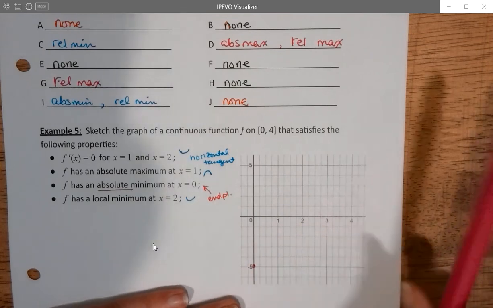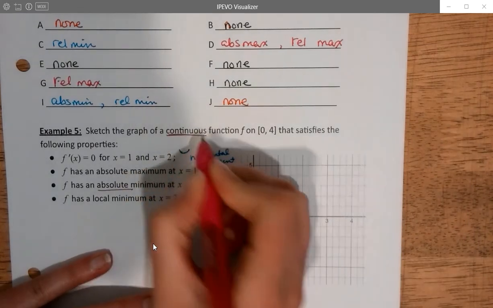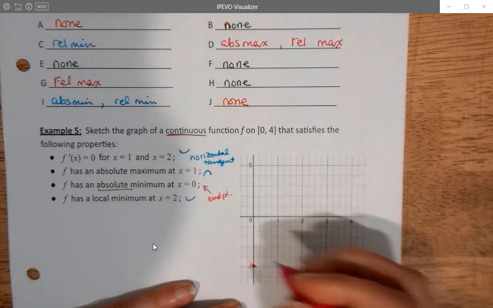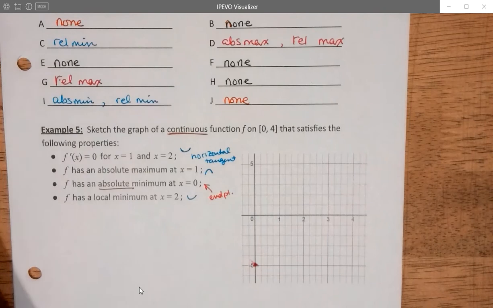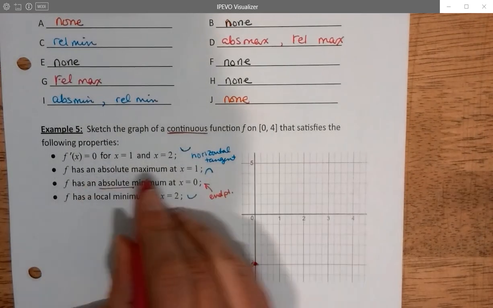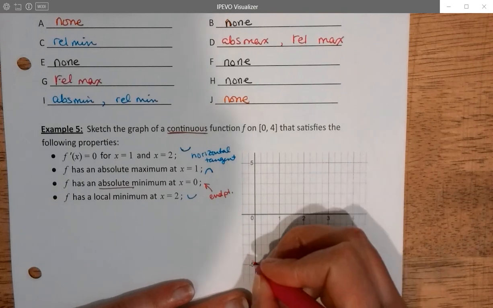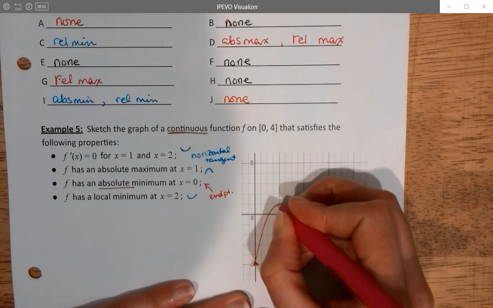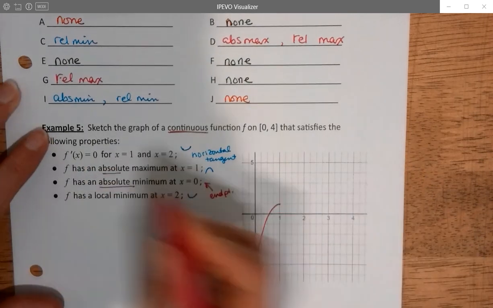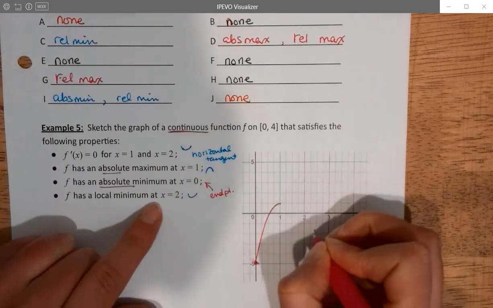And I am going to be continuous, so no breaks. We're going to be smooth. So it's going to smoothly connect through x equals 1. It doesn't really matter how high I go as long as I don't go any higher, because that needs to be the absolute maximum as well. Then we're going to have a local minimum at 2.